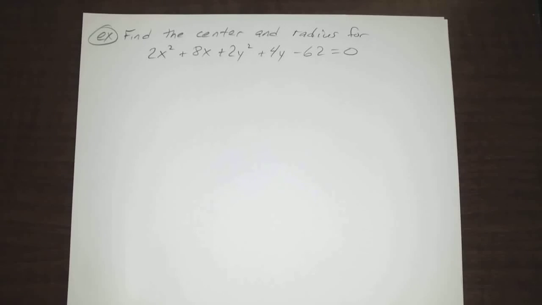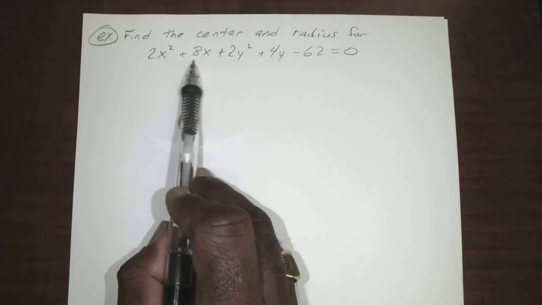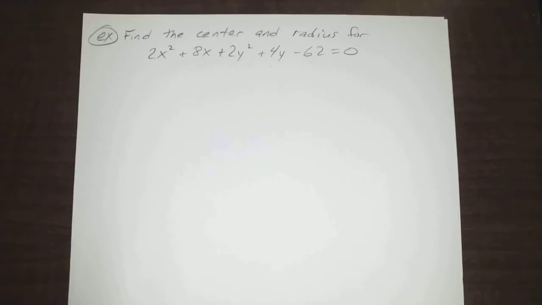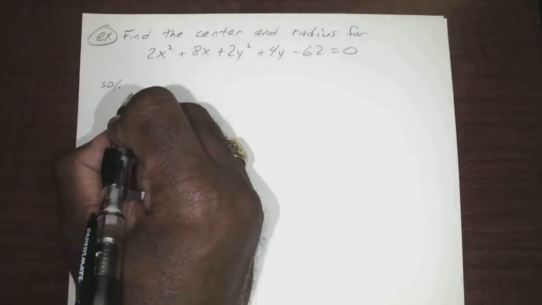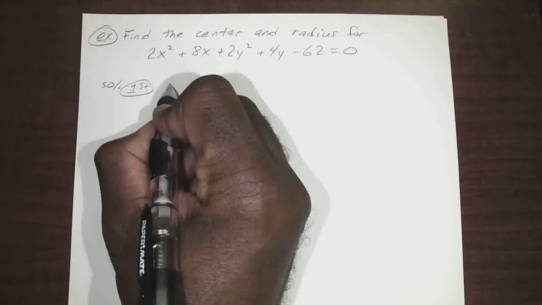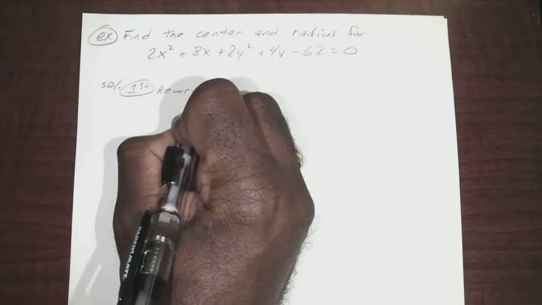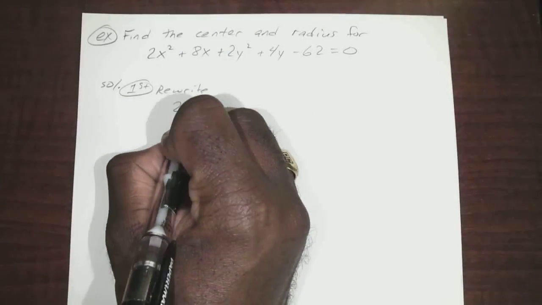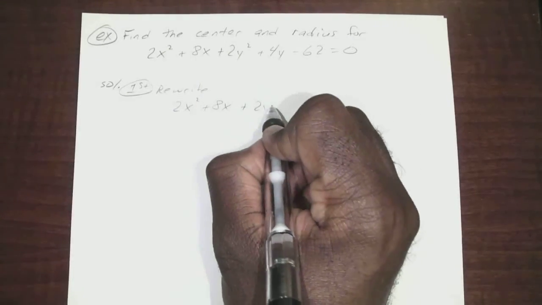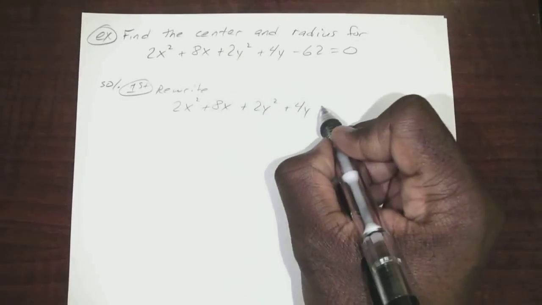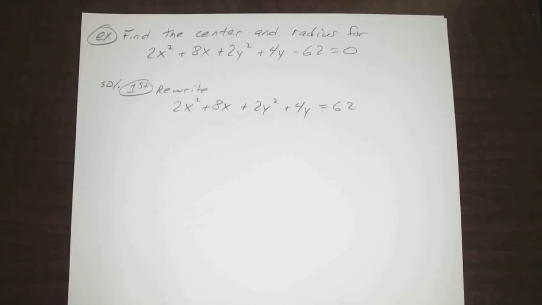So just like before, you want to rewrite it to where you get all your x terms next to each other and your y terms next to each other and the constants on the other side. Well, this one, you're already good with the x terms and y terms being next to each other. You just have to get the constant on the other side. Okay, so we have 2x squared plus 8x plus 2y squared plus 4y equals 62. Okay, so that part was pretty painless.